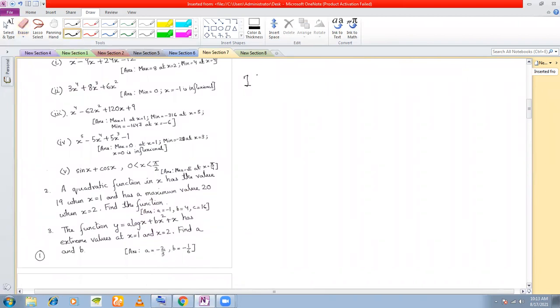One five. Let f(x) is equal to sin x plus cos x, where x lies between 0 and pi by 2. So first differentiate this. f dash x is equal to cos x minus sin x. You're going to get.